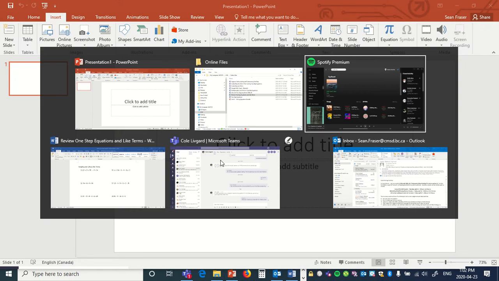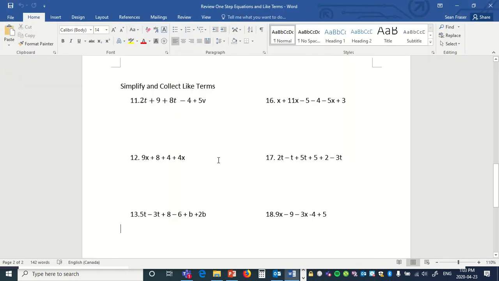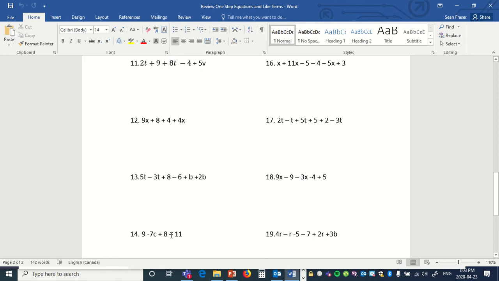Okay, so I just want to go over like terms a bit more. You're saying, yeah, we'll just go over a few. I think what I didn't explain enough is what a like term is. So forgive me for that. A like term is anything that has the same variable, so letter, or a lack of a variable, like these two. And you'll add them together, put them together.